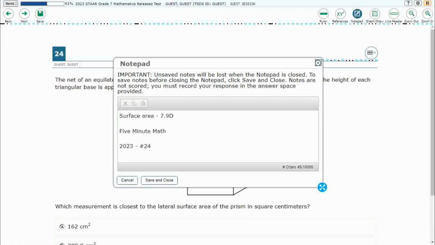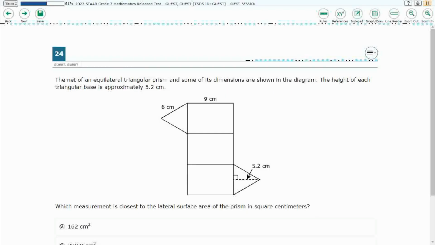This is standard 7.9D in the great state of Texas, and we are using item number 24 of the 2023 released STAAR test. If you haven't done so already, please go ahead and take a moment to pause the video, work this problem out on your own, unpause it, and we will look at our answers together.